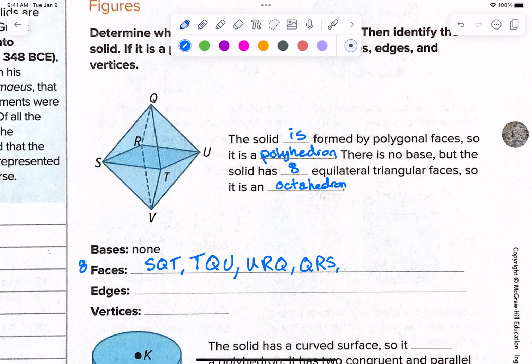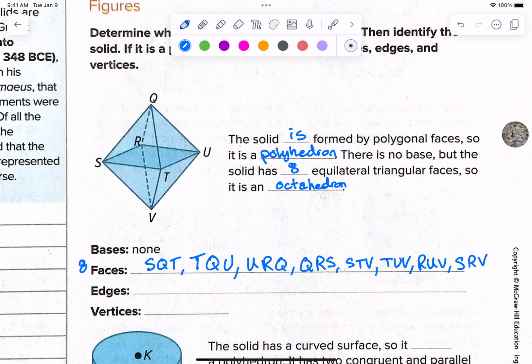Now we're going to do the bottoms. Okay. The front side of the bottom, STV. Let me do that one. Okay. The right side, TUV. Do you see what I'm doing? What's the back side of the bottom? RUV. That's fine. It doesn't matter what order you put them in. RUV. And then on the left side, SRV. SUV.